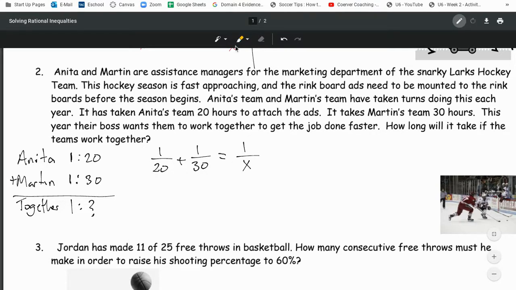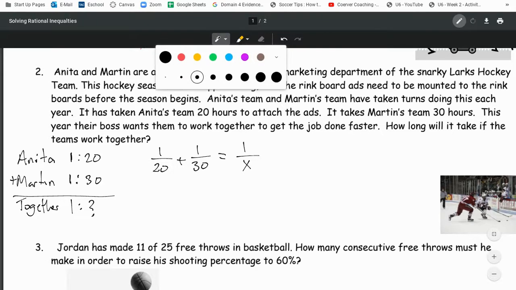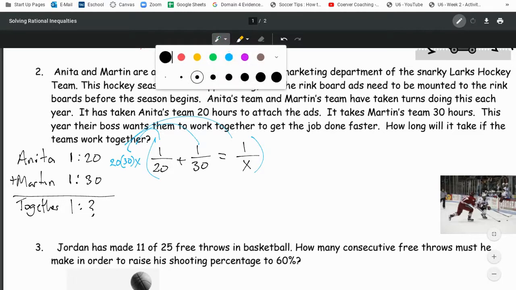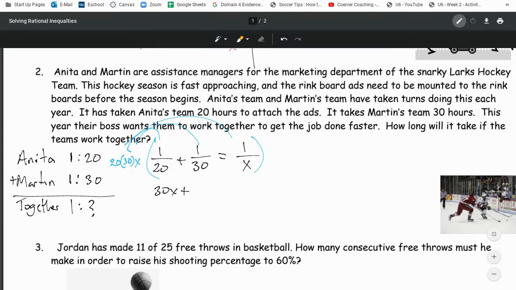Okay, so an easy way to do the LCM is I'm just going to multiply by everything that is in the denominator. So 20, 30, and x. So I just literally put the denominator out in front. And so now when I distribute in this first fraction, what I have left is 30x plus 20x is equal to, and then I have 20 times 30, which gives me, I believe, 600.